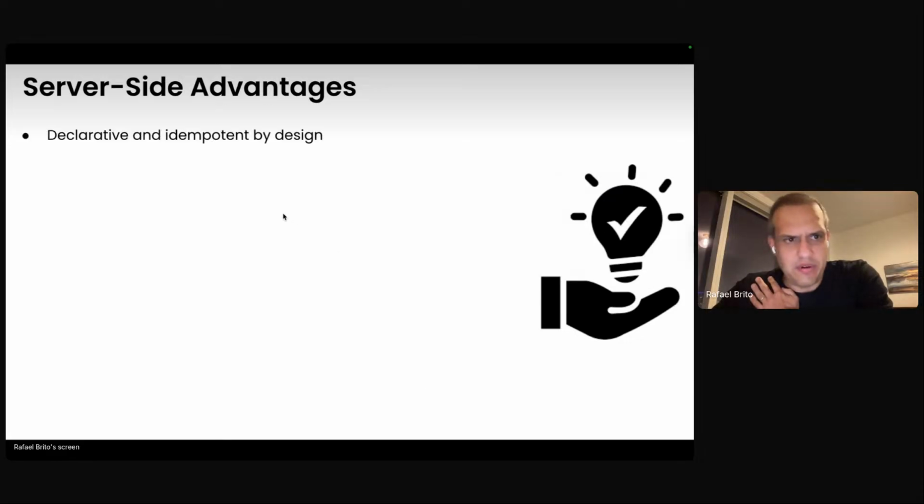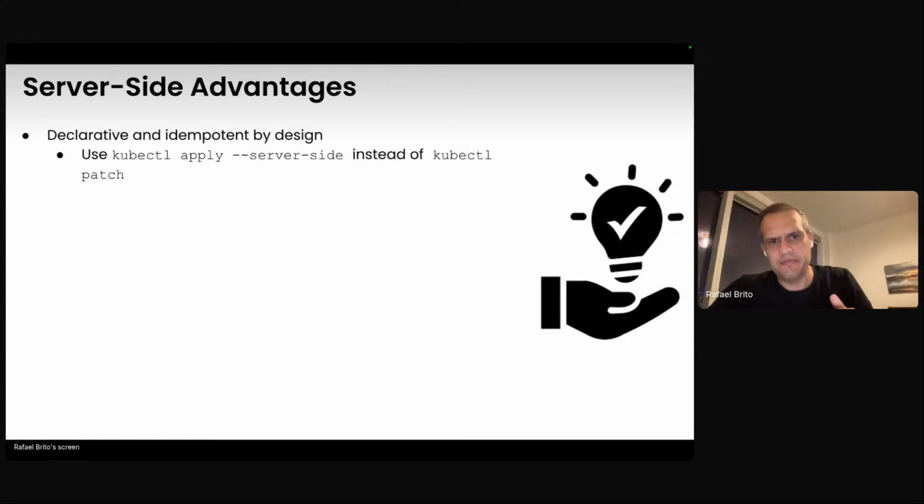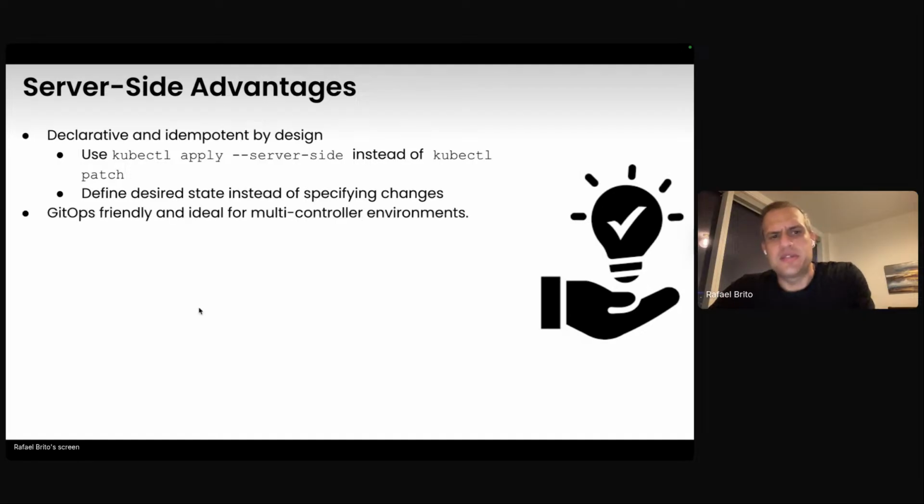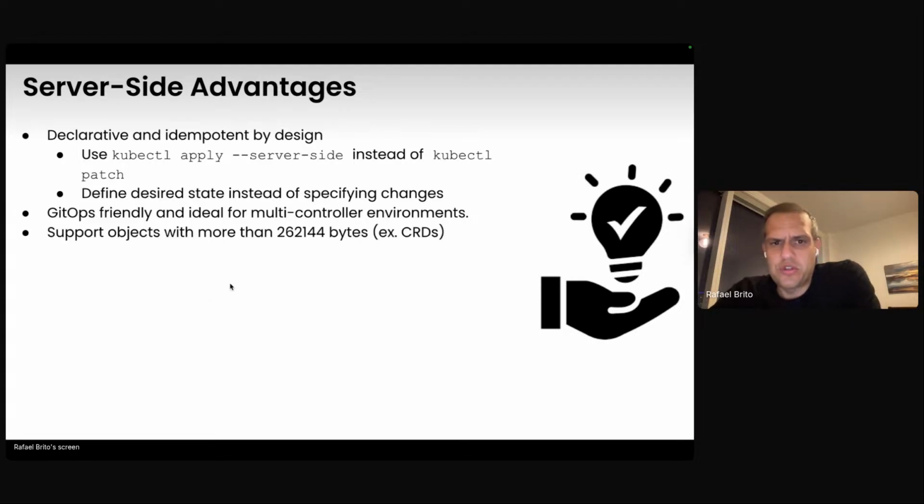So what's the advantage of all this? Now we have a way to be declarative and idempotent by design, with all this logic on the API. We use kubectl apply --server-side instead of kubectl patch. And as part of this fully specified intent patch, we have the namespace, the kind, everything. It's almost like a mini manifest. And you specify the desired state where we want to go. It's GitOps friendly. We're going to go over a couple of slides about how to set up GitOps. And we have multiple controller environments.